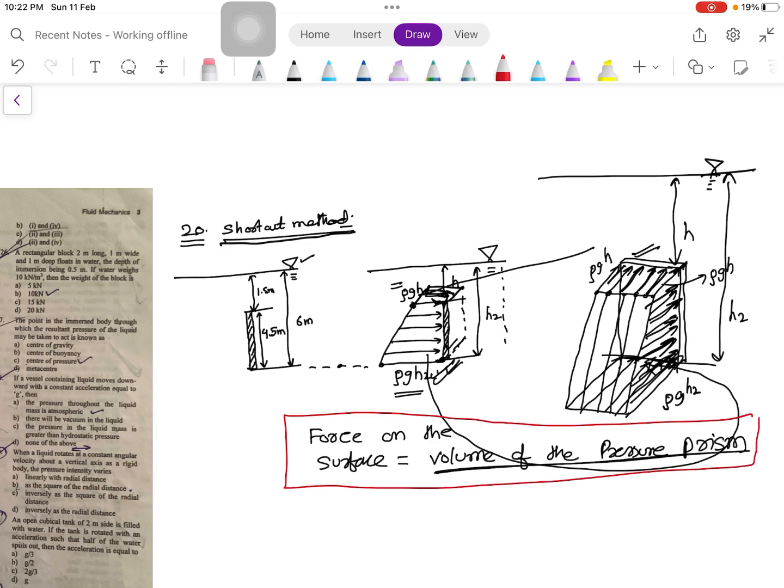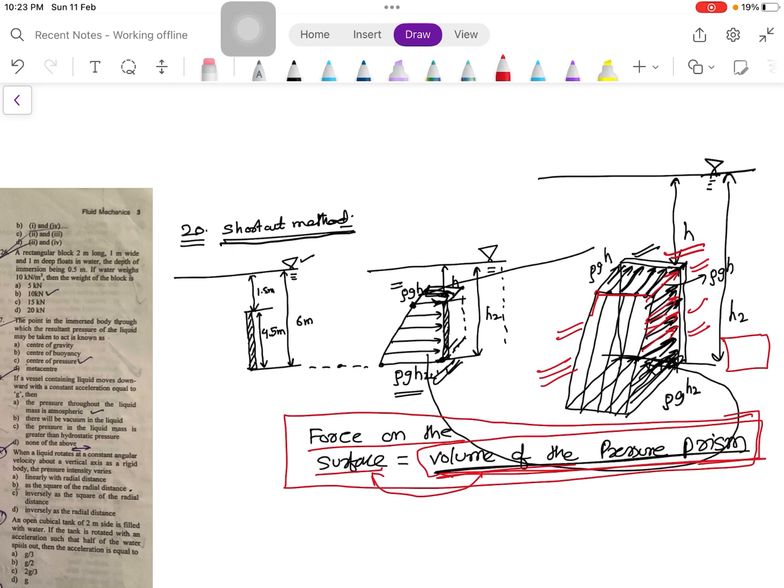Whenever we have to solve for the location of the center of pressure or the force on a surface immersed in water, the force on a surface immersed in water is equal to the volume of this pressure prism. So you take the surface, you draw a pressure diagram on this surface, and if the pressure diagram is simple, what you need to do is to simply find the volume of this pressure prism, and that would give you the force on the surface. In this case the plate is rectangular, so the volume of this trapezoid is easy to find. Similarly, if we have a square plate, we can find the volume of the pressure prism in a similar manner.